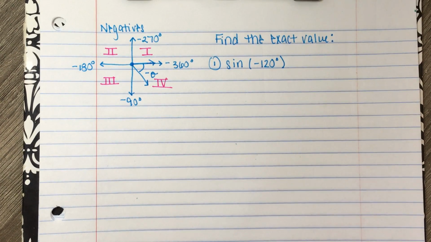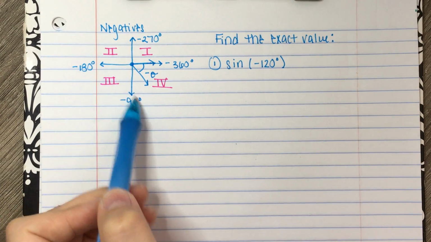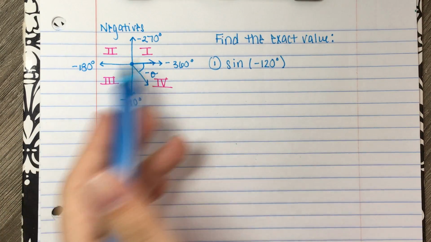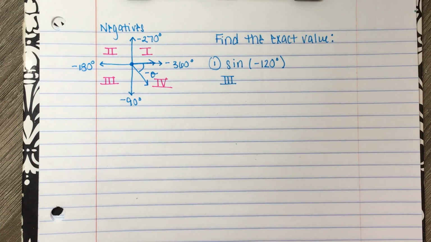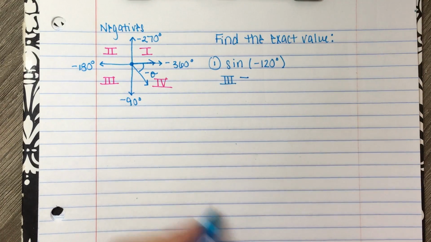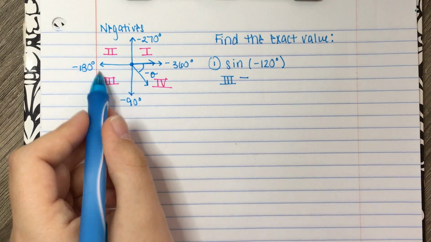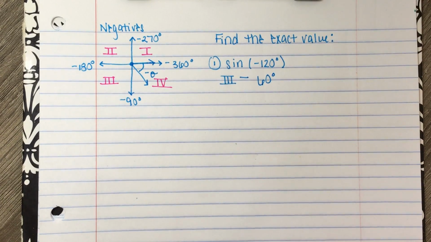We have negative 120 degrees. So the first thing I'm going to do is the same process that we've been doing earlier. Quadrant, is it positive, negative, reference angle, and then give me the answer. So let's figure out what quadrant this is in. It's negative, so it opens up downwards, and you can see it's between negative 90 and negative 180, so it lies there in quadrant 3. In quadrant 3, tangent is positive, everything else is negative, so sine is negative. And then negative 120 and 180, they're 60 degrees apart. So that's going to be our reference angle, 60 degrees.